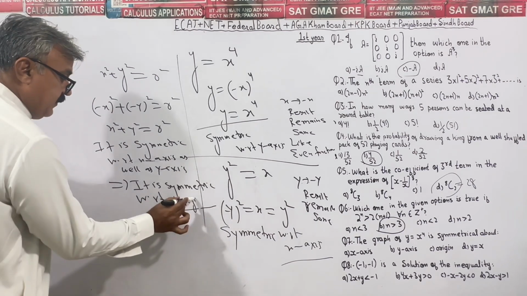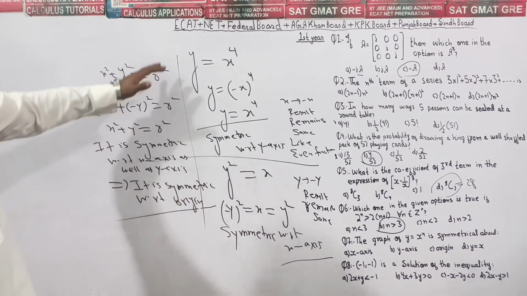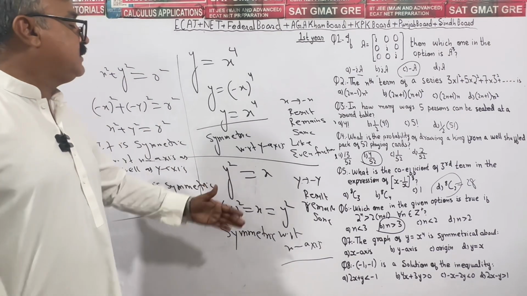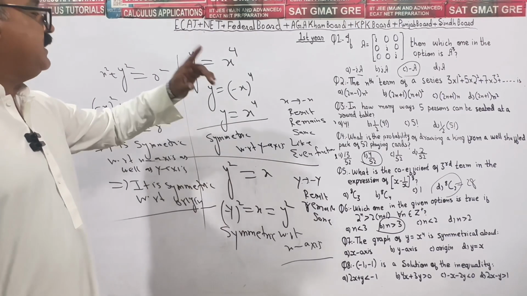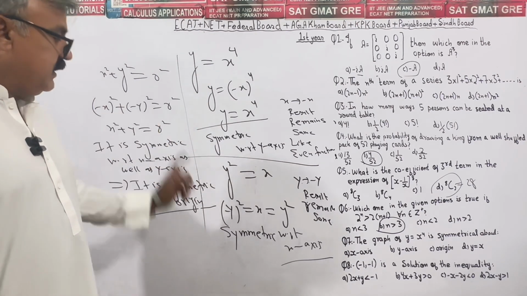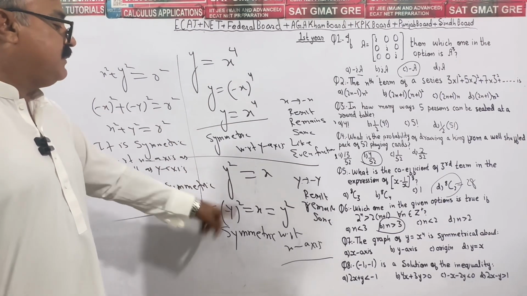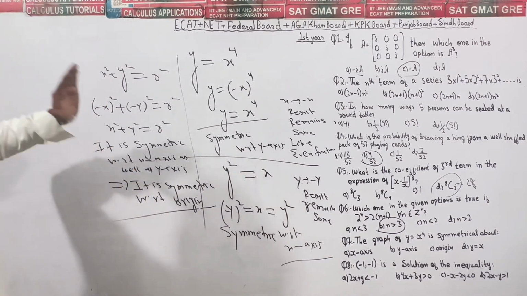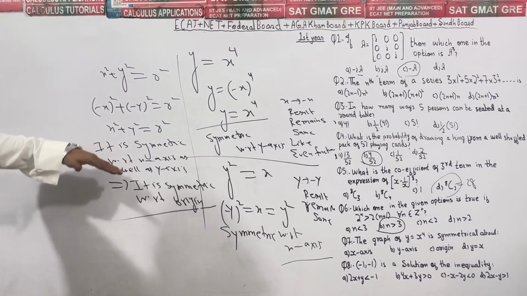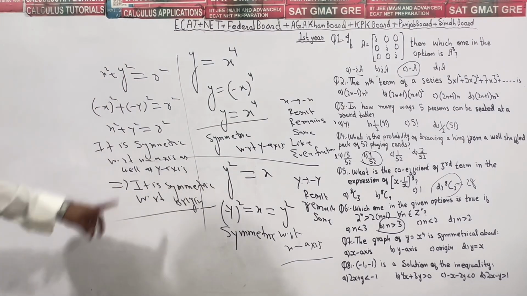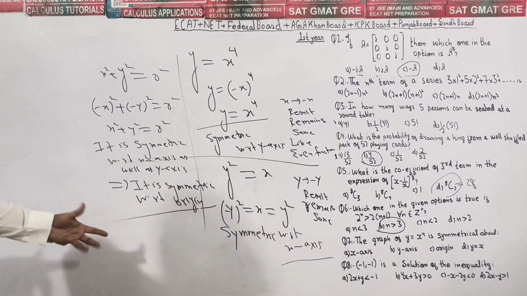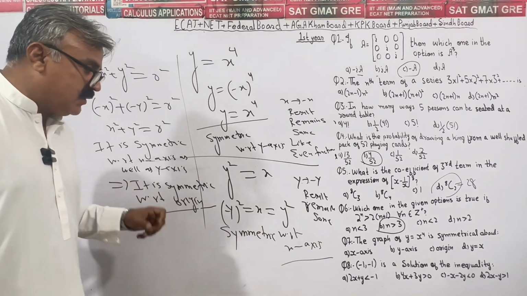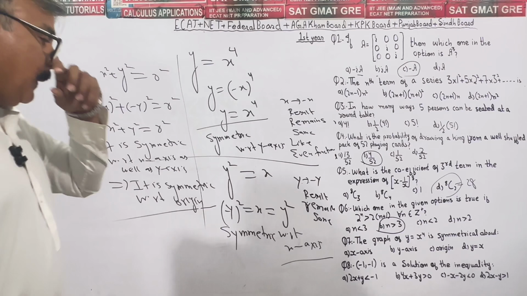Sorry, I have dropped an eye. So I have given you a good idea. If we replace x by minus x and the result is unaltered, it is symmetric with respect to the y-axis. If we change y by minus y and the result remains the same, it is symmetric with respect to the x-axis. If we replace both x by minus x and y by minus y and the result remains the same, it is symmetric with respect to both x and y, or simply symmetric with respect to the origin.